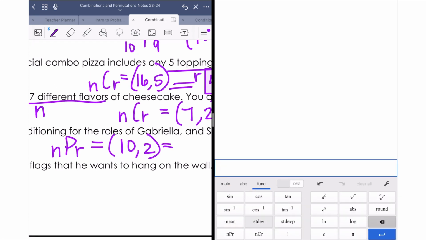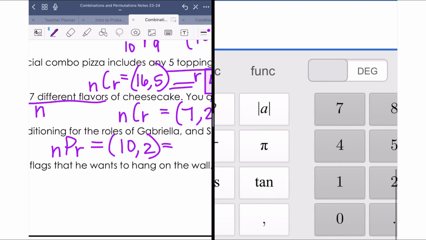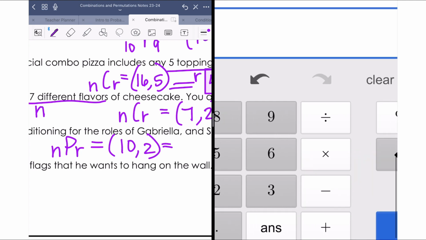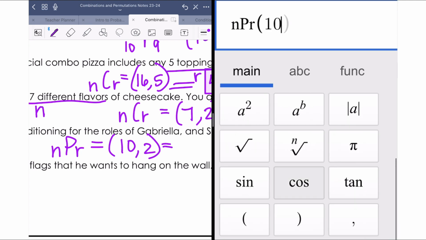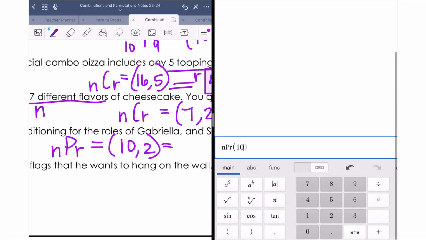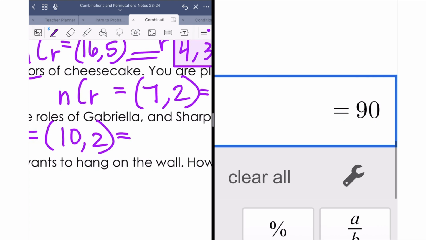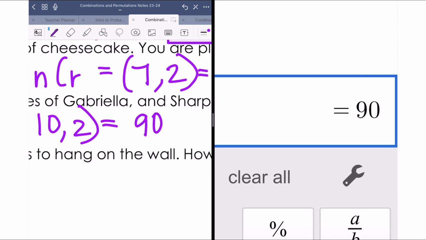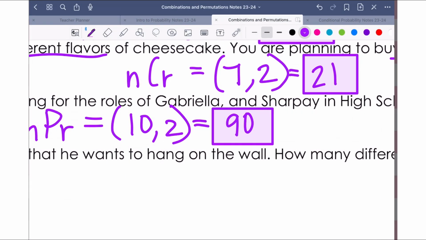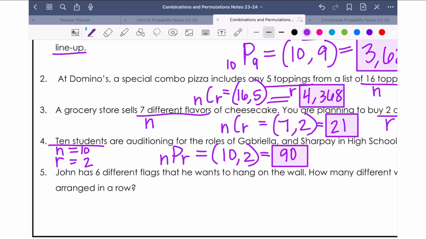Let me clear this. So NPR. 10, oops. Oh, what am I doing? 10, 2. Okay. There. All right, let's see what the possibilities are. 90 different ways that 10 people auditioning could be casted for Gabriella and Sharpay. Okay. All right, last one.